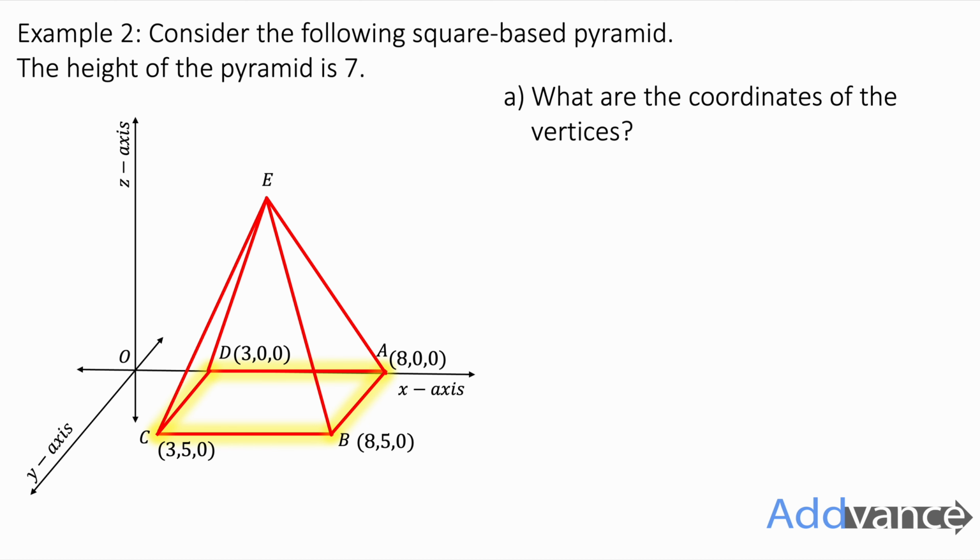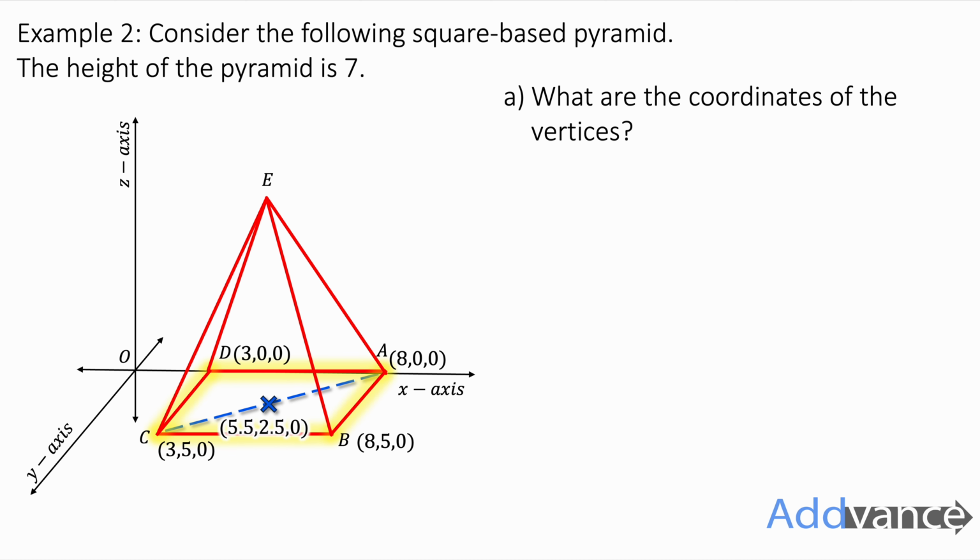Now the height of the pyramid is 7, so we're going to use that and the midpoint of CA to find the coordinates of E. So let's find this midpoint of CA first, and halfway between C and A, we average out the coordinates. We do 3 plus 8 is 11, divided by 2 is 5.5. 5 plus 0 divided by 2 is 2.5.